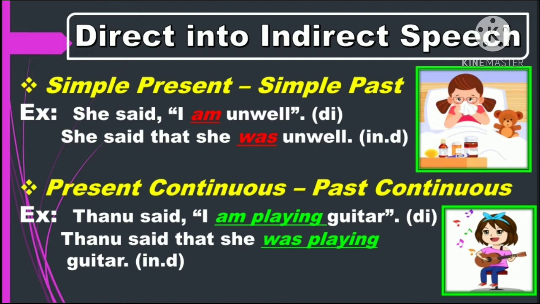So in direct speech, we will have a comma, and open quotation and close quotation marks will be there. Based on the sentence, we will have a question mark or exclamation mark.